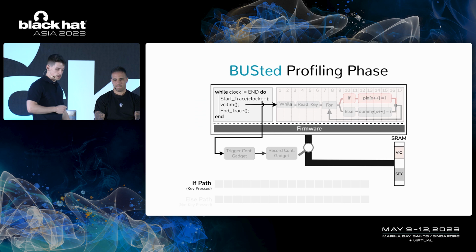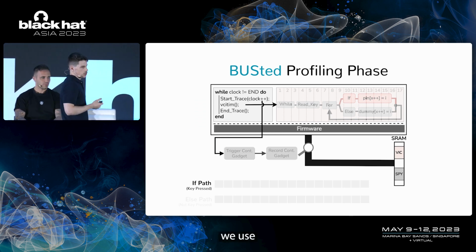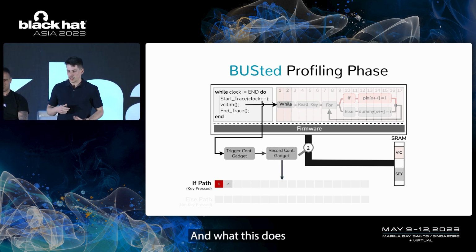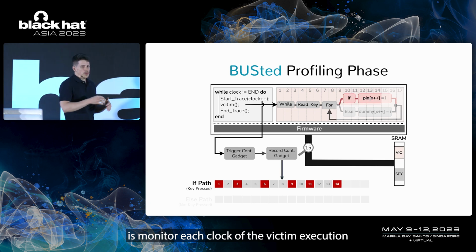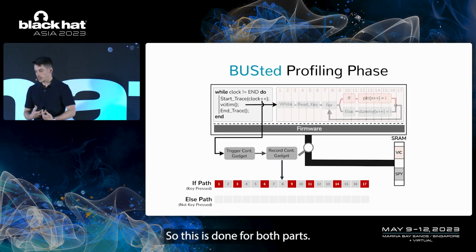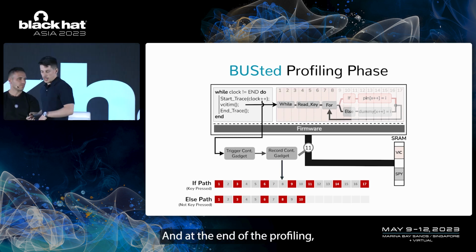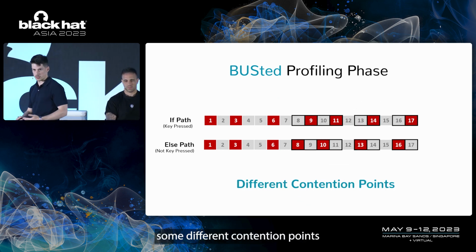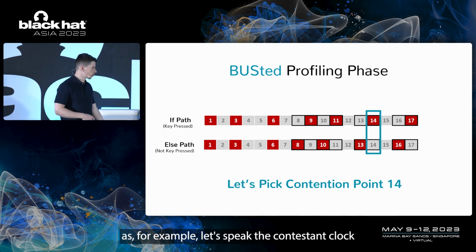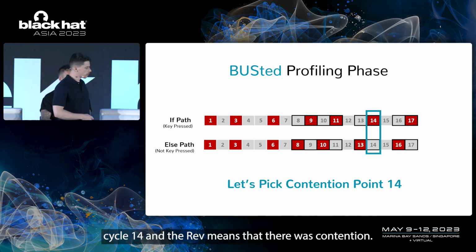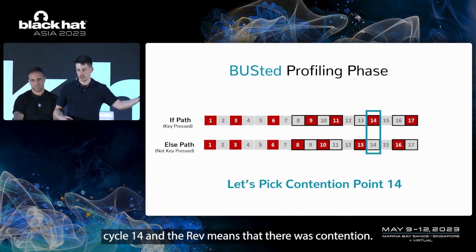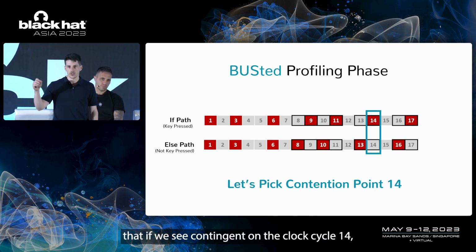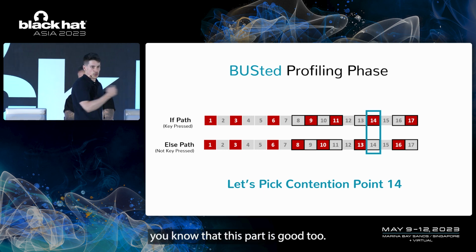So let's look at the profiling phase. In the profiling phase, we use two gadgets, the trigger contention gadget and the record contention gadget. Basically, what this does is monitor each clock of the victim execution and check for contention. This is done for both paths, and at the end of the profiling, we get some trace that will have some different contention points. For example, let's pick the contention clock cycle 14, and the red means that there was contention. So we know, looking at these traces, that if we see contention on clock cycle 14, you know that the if path is executed.